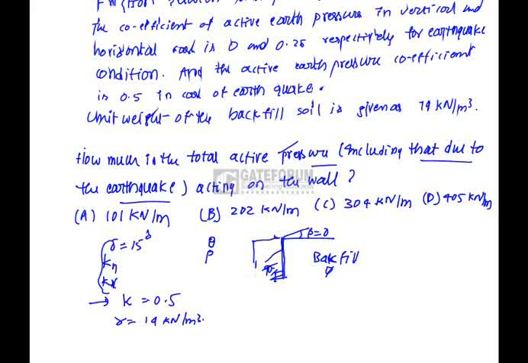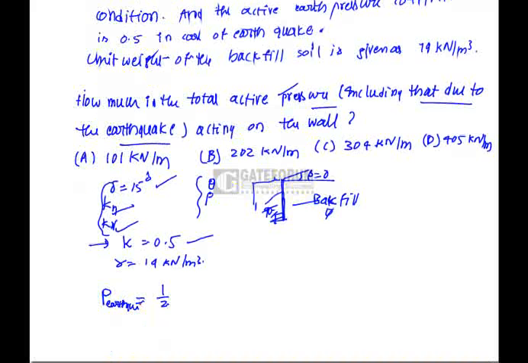By substituting all these, the horizontal and vertical earth pressure coefficients and the friction between the wall and the backfill, we get Ka as 0.5, which is directly given. As it is not possible to remember the formula, the earth pressure including earthquake we can calculate as half Ka gamma H squared, with H squared being 8 squared, which is equal to 304 kilonewton per meter. So option C is correct.